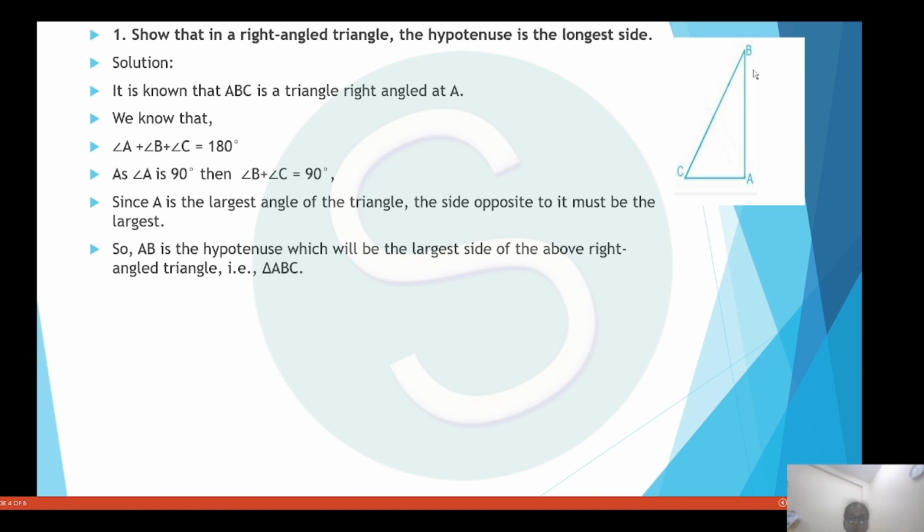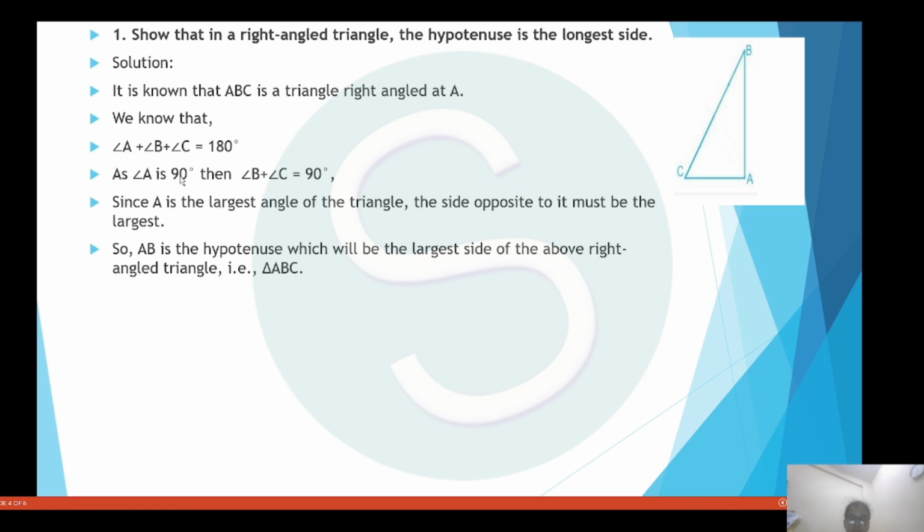Next question is, show that in a right angled triangle the hypotenuse is the longest side. So this is a right angled triangle, right angle at A, and we have to prove that hypotenuse, which is BC here, is the longest side. So ABC is a right angle triangle, right angle at A. So we know by angle sum property, angle A plus angle B plus angle C equals to 180 degree, right? हमें ये भी पता है that angle A is 90 degree. So if A is 90 degree, then this implies angle B plus angle C equals to 90 degree.